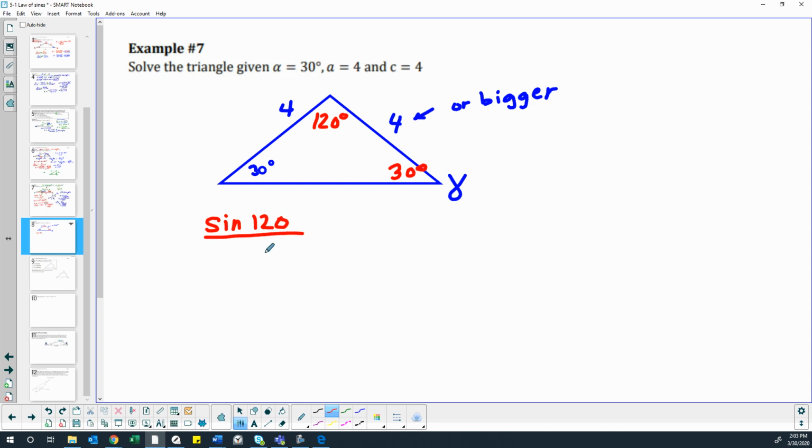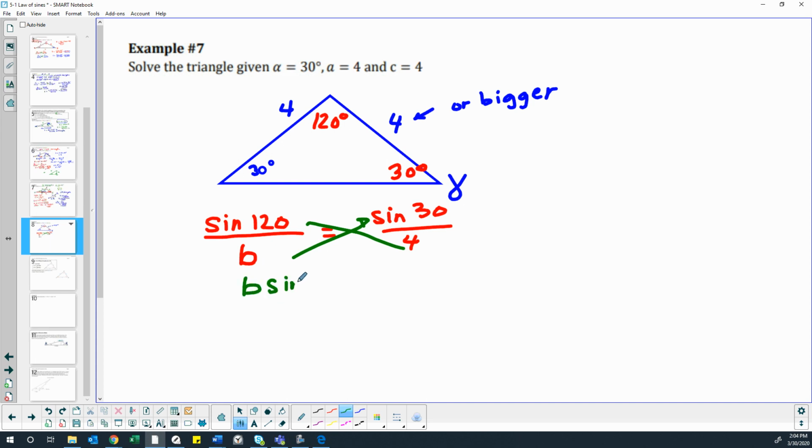Oh, I did it in the opposite order. That's okay. Sine of 120 over, oh, that would be side B, wouldn't it? Equals sine of 30 over 4. And it doesn't matter if we're using alpha or gamma because they're both the same. So then that would give us, since I set this up with my variable on the bottom this time, it's going to look a little different. We haven't done one this way, so I think this is probably a good process.